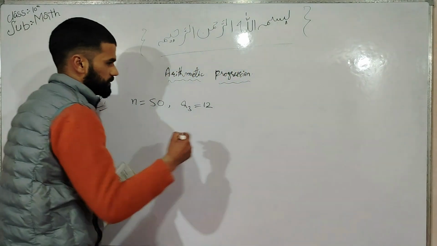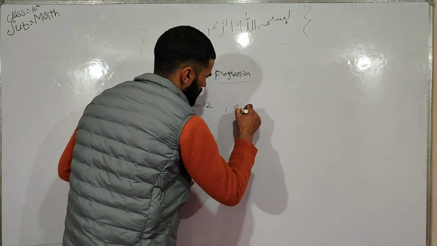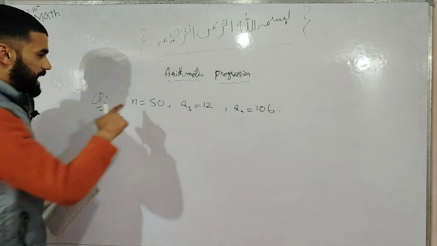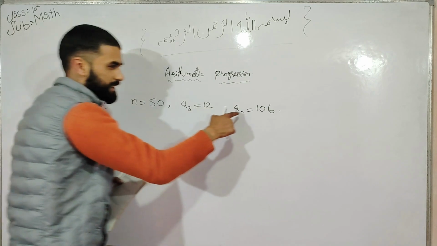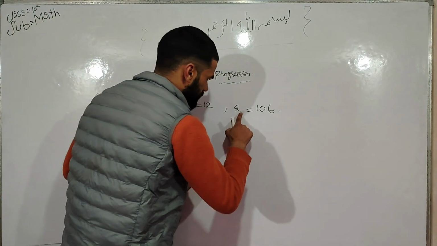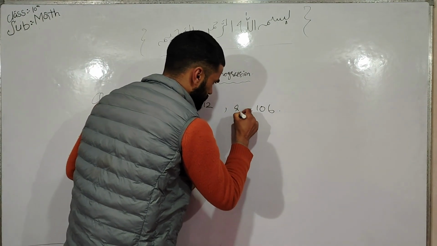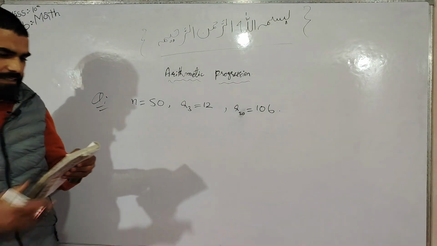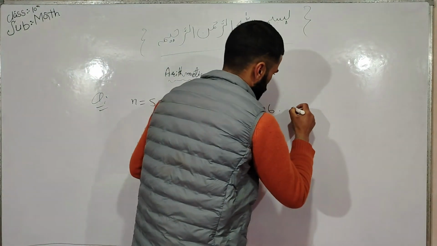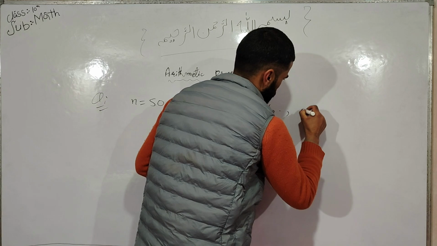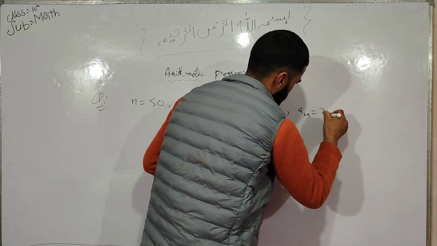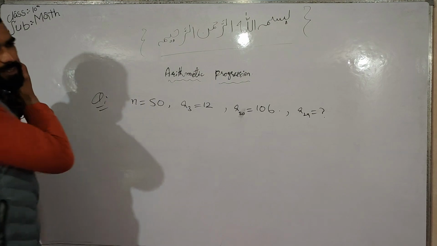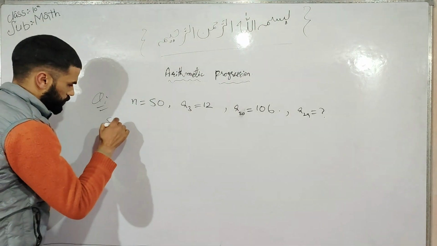That means an is 106. But you guys know that n is 50. So this is here a50. So a50 is 106. Find the 29th term. So you have to find a29. You have to find this a29. Okay, let me do this. This is a very interesting question. Solution.